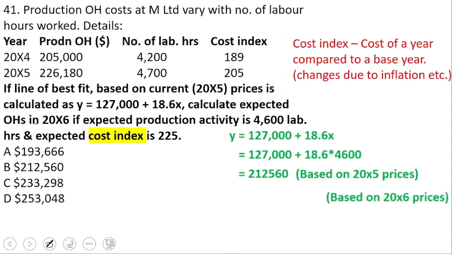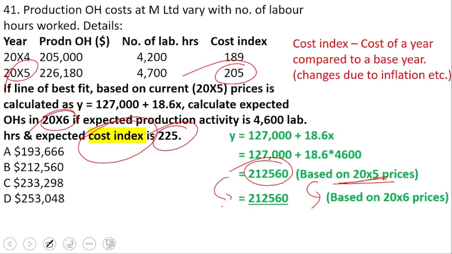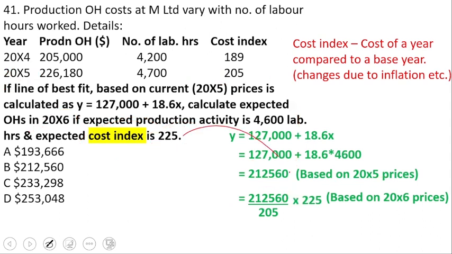So based on 2006 prices, how will you convert? We know that the cost index for 2005 is 205 and the cost index for 2006 is 225. So in order to convert 212560, which is based on 2005 prices, into 2006 prices, what should you do? It is 212560 divided by 205, which is the 2005 cost index, multiplied by 225.